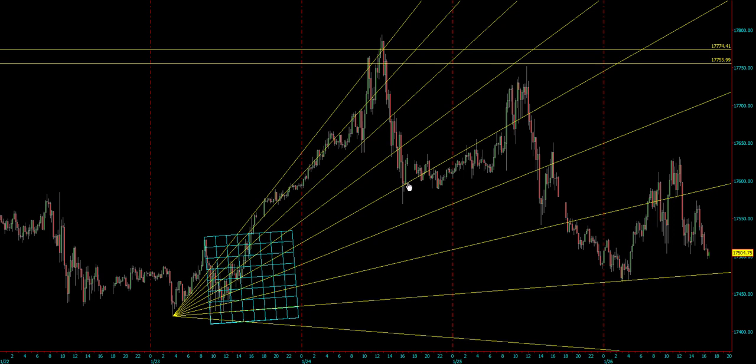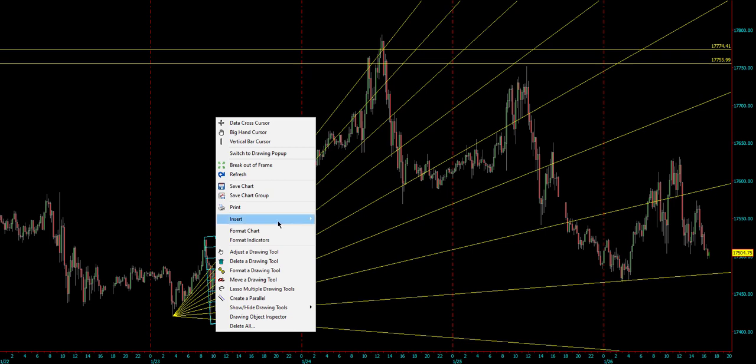50 points, 200 points. This is what we're looking for. We're not looking for 6-7 ticks, right? All right, so that game is over for this day. Let's do the next day.